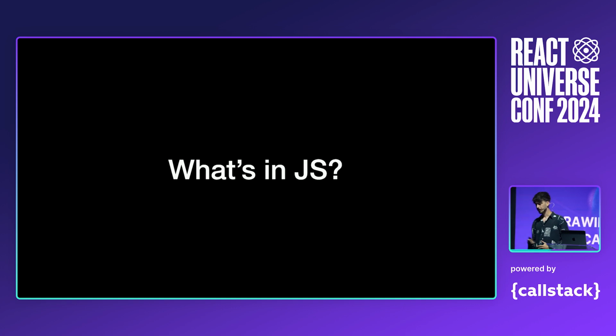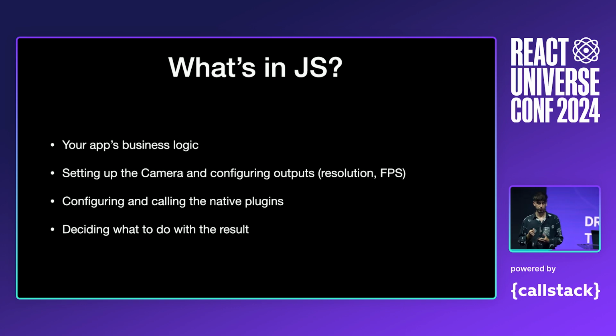So what's in JS now? Now that we know that processing code is in native, what is in JS? Well, firstly, your app's business logic is always in JS. You set up the camera, you decide what to do, which FPS to choose, which resolution. Do we want 720p, 4K? We configure all of the plugins. So we maybe initialize the plugin. There was an init method before. And then we decide what to do with the result.